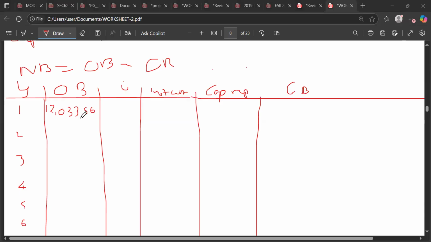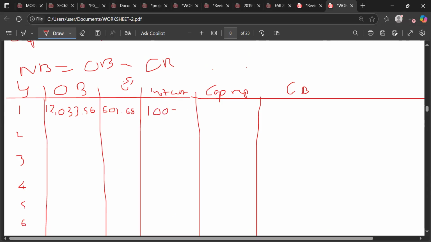So we're now saying we find 5% of 12,033.56. So times 0.05 will give us 601.68. So interest at 5% is 601.68 here. The installments are 1,000 throughout. From the question, we have equal installments of 1,000 throughout.